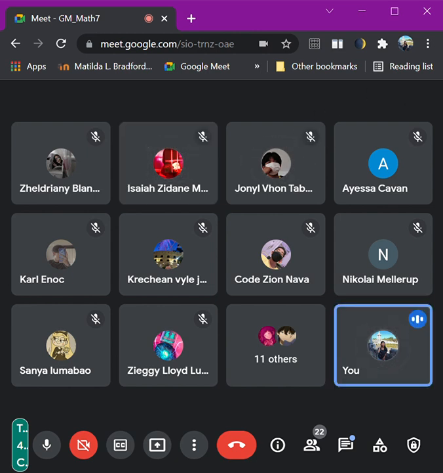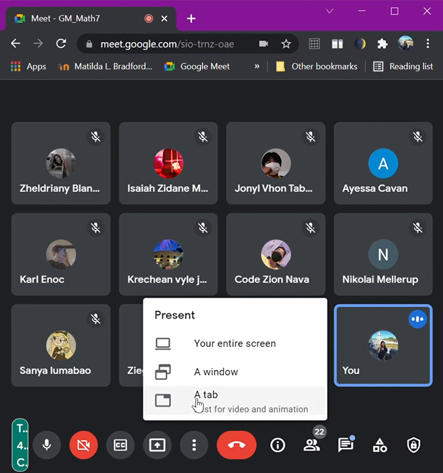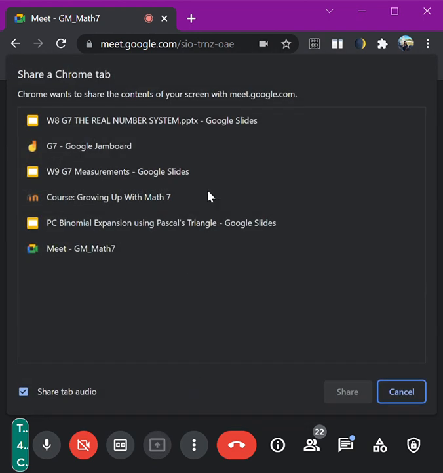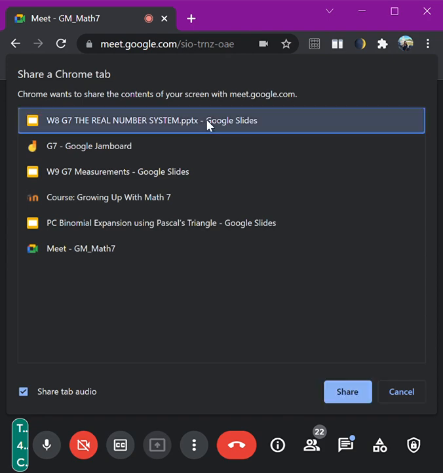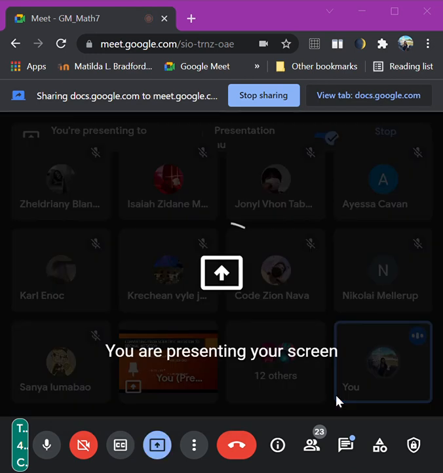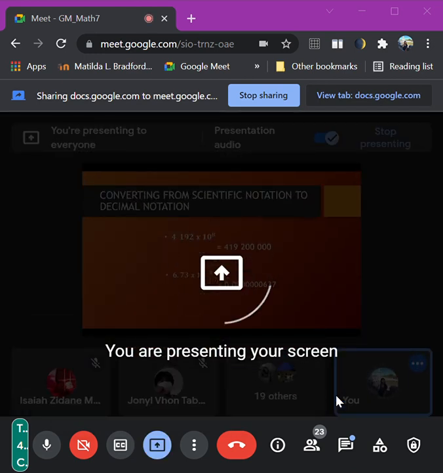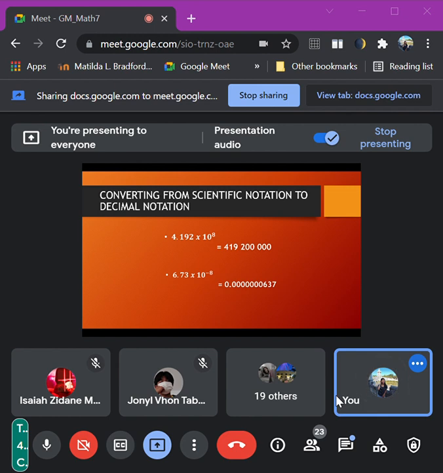Okay, so now this time, class, we need to clarify something, because in the next slides we will do the reverse. When we say reverse, from scientific notation, we're going to change it into decimal or whole number. Okay, can you see my screen? Yes. Okay. So we have here, we're going to convert from scientific notation to decimal notation or whole number.